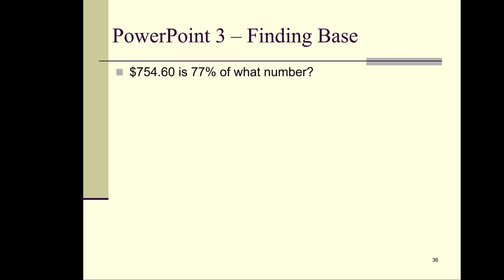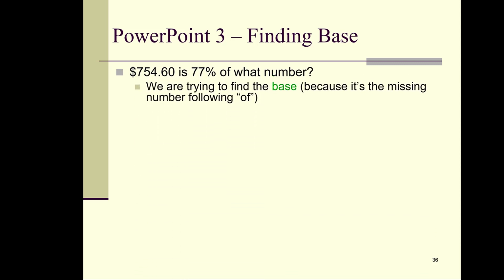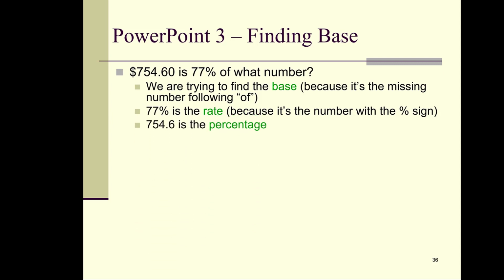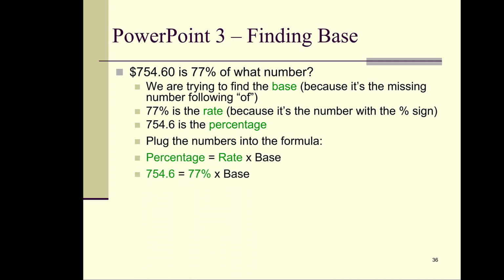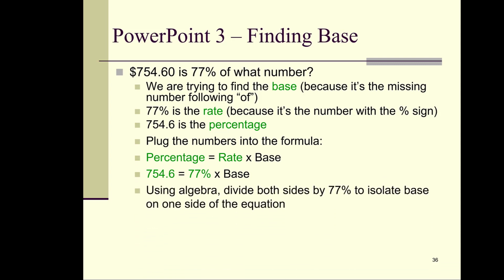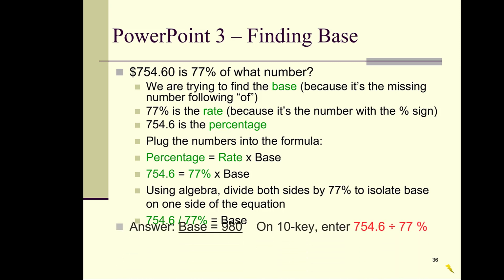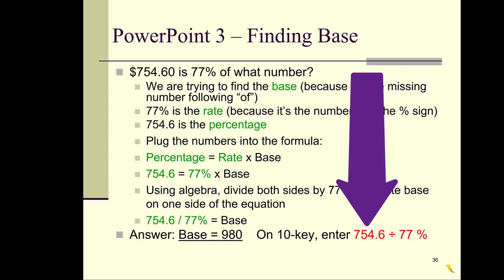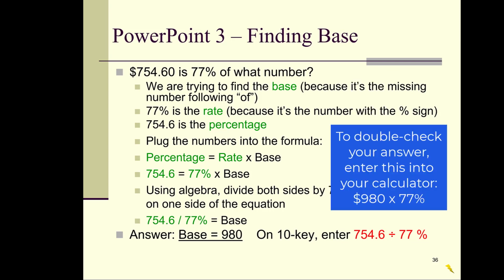Let's try this one. 754.6 is 77% of what number? So again, we're trying to find base because it's the missing number following "of." 77% is the rate because it's the number with a percent sign. Therefore, 754.6 must be the percentage. And we're just going to follow the same steps as before. Plug it into the formula. We get 754.6 equals 77% times base. Divide both sides by 77%, and the formula becomes 754.6 divided by 77%. On your calculator, enter 754.6 divided by 77, hit your percent key, and you should get $980.